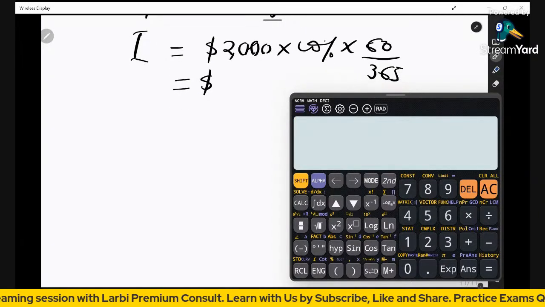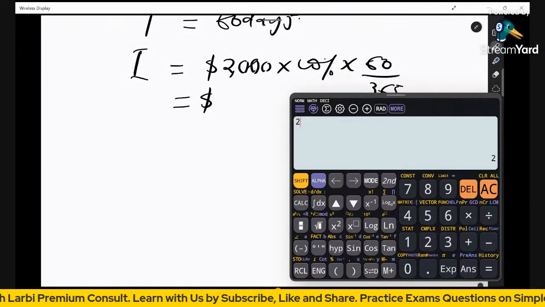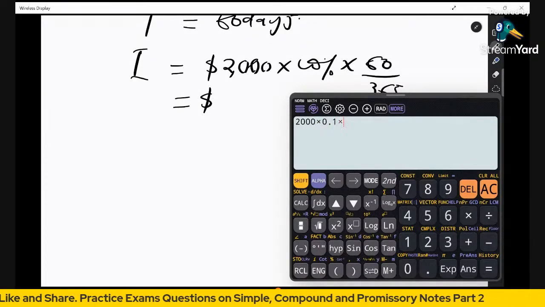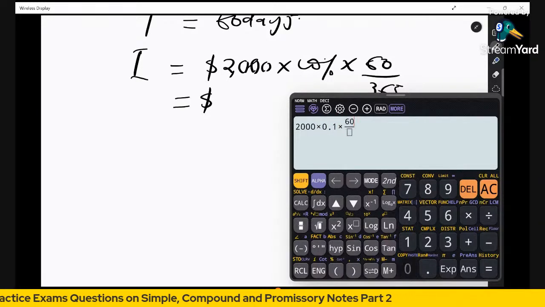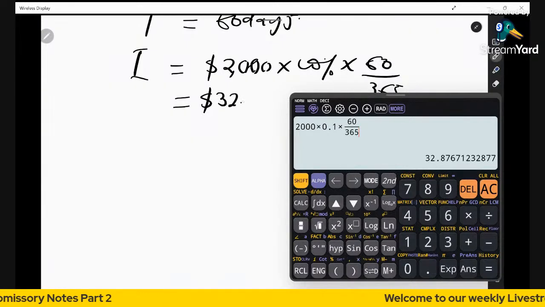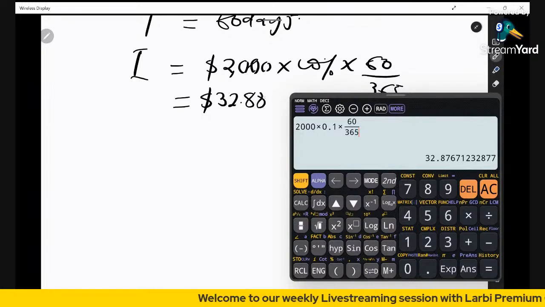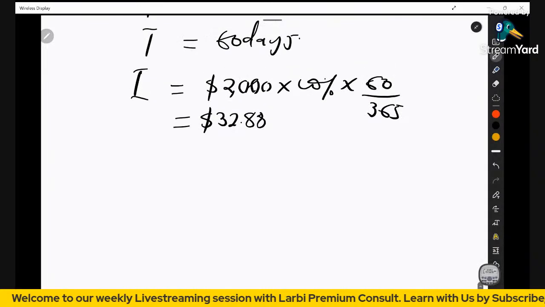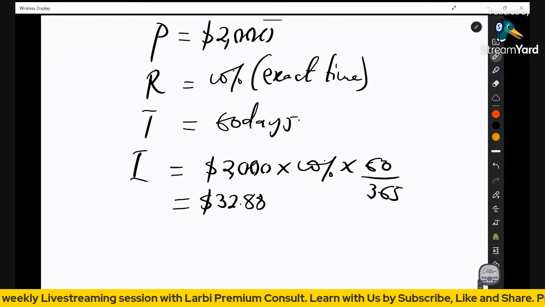So here, all I'm going to do is say 2000 multiplying 0.1 multiplying 60 out of 365, and what are we getting? We are getting 32 decimal place 88. So this becomes the interest on this note of 2000 that must be paid.